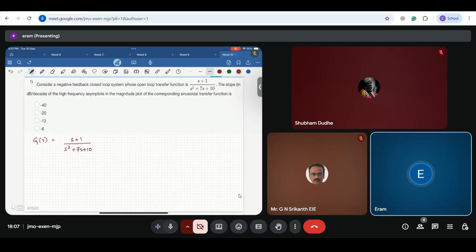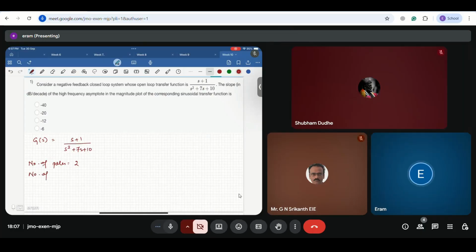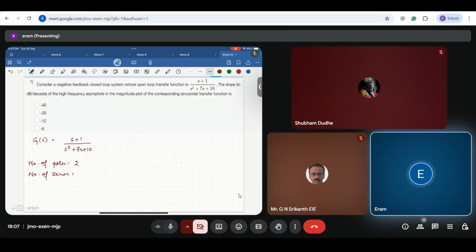We need to find out the high frequency asymptote. First tell me how many poles and zeros this transfer function has. How many poles we have? 2 poles. So the number of poles is 2, and the number of zeros is 1.